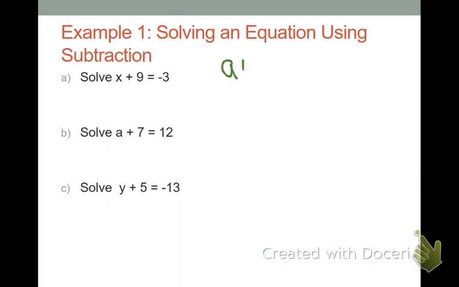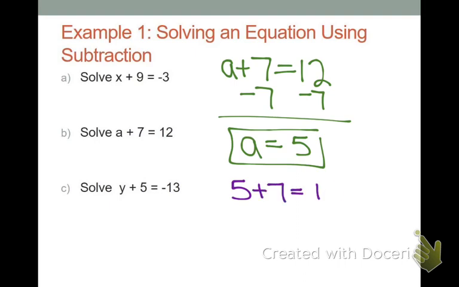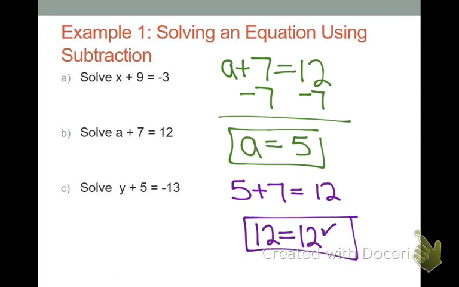All right, so on the next one, a plus 7 equals 12. Everybody together, what do I do to both sides? I need to subtract 7. I have to do that inverse operation to get a by itself. A equals 5, but I'm not done there. I have to substitute it back in where a goes in the original equation. Is it true that 5 plus 7 is 12? Yes. So I say 12 equals 12 and I check it out.